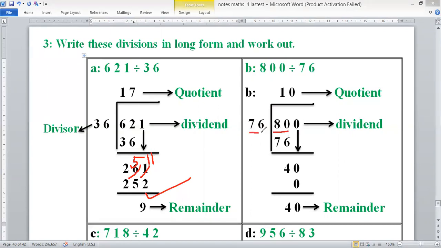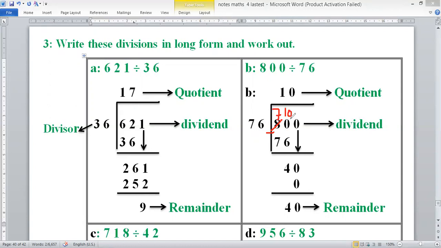80 divided by 76. 76 is a very close number. That is why we will multiply. No need to check by multiplying random numbers, because we know 76 is a number that is very close to 80. 76 ones are 76. So we subtract 76 from 80. Take 10, carry from 8, and here we get 10.